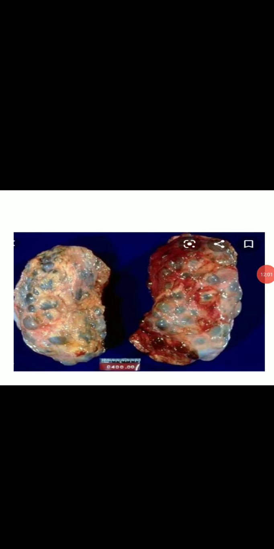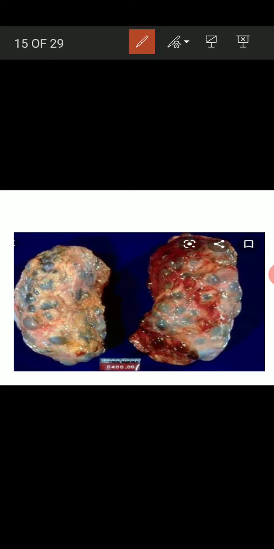Here the picture shows the gross appearance of adult polycystic kidney disease. The kidneys are bilaterally enlarged. Both the kidneys are enlarged, heavy, and have a lobulated appearance on the external surface due to underlying cysts.